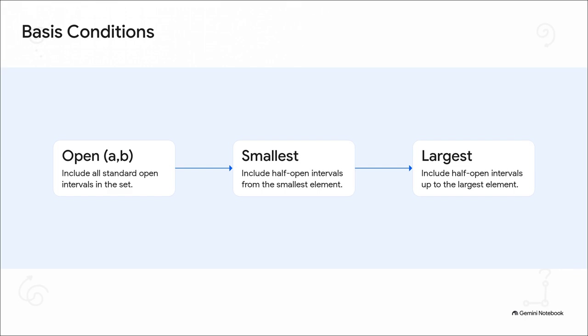If there's a smallest element, let's just call it a0, an open interval can't capture it, right? Because there's nothing less than a0 to form the bottom bound. So we have to use a half-open interval starting precisely at a0. And the exact same logic applies in reverse if there happens to be a largest element, b0.